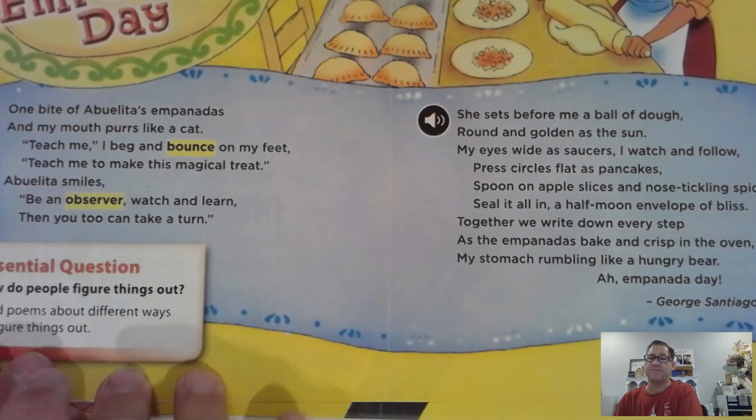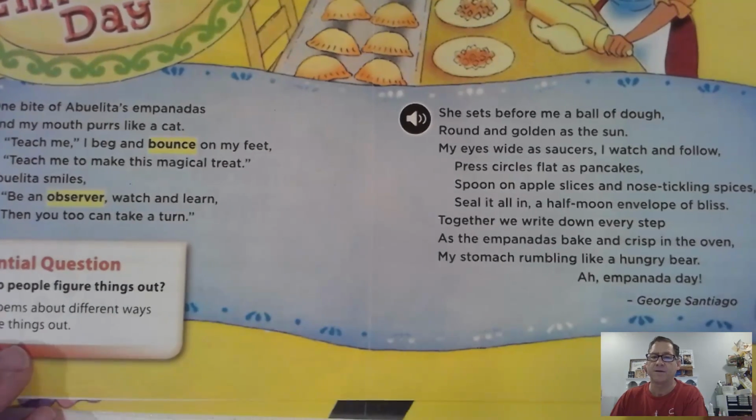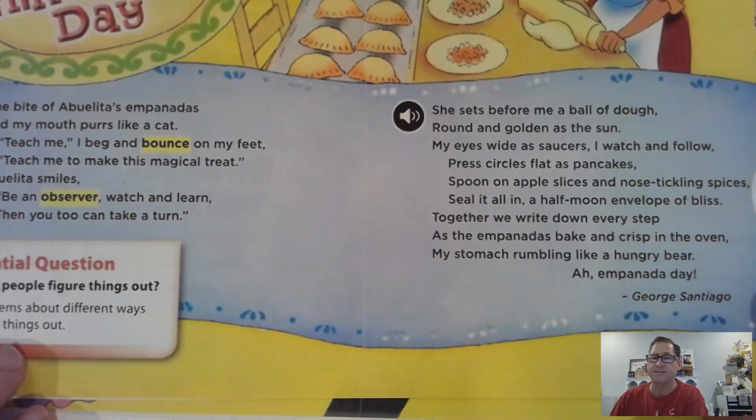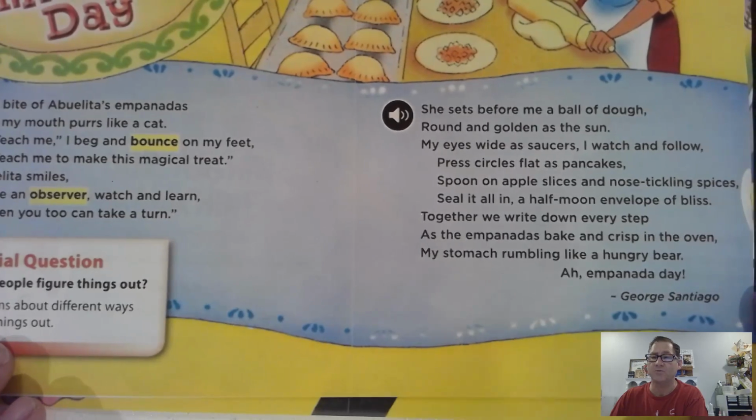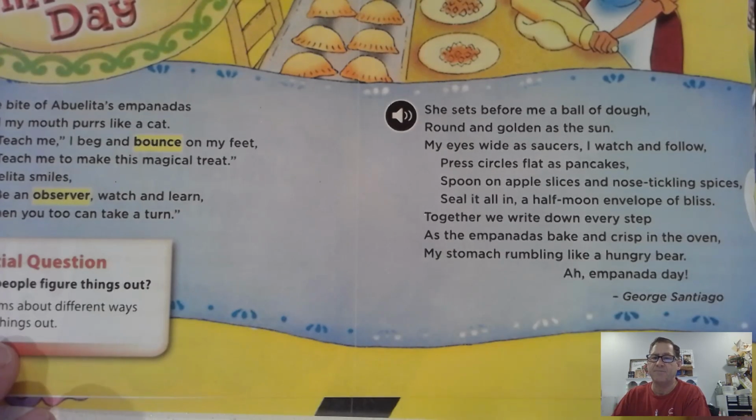She sets before me a ball of dough, round and golden as the sun. My eyes wide as saucers, I watch and follow. Press circles flat as pancakes. Spoon it on apple slices and nose tickling spices. Seal it all in a half-moon envelope of bliss. Together we write down every step as the empanadas bake and crisp in the oven, my stomach rumbling like a hungry bear. Ah, Empanada Day.